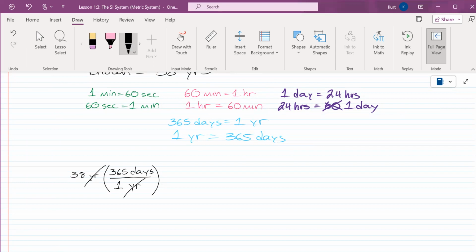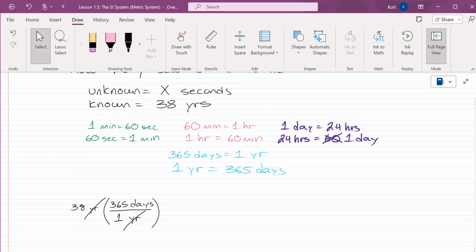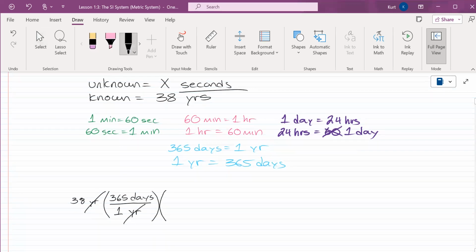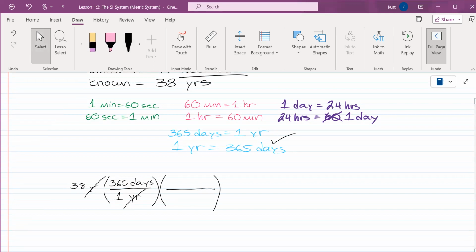Years cancels out. If you stop doing your math in your setup right now, what would your answer be measured in? Days. Do we want days according to our unknown value? What should it be measured in? Seconds. So we got to keep going. Draw another conversion table. What should we convert days into next? Hours.